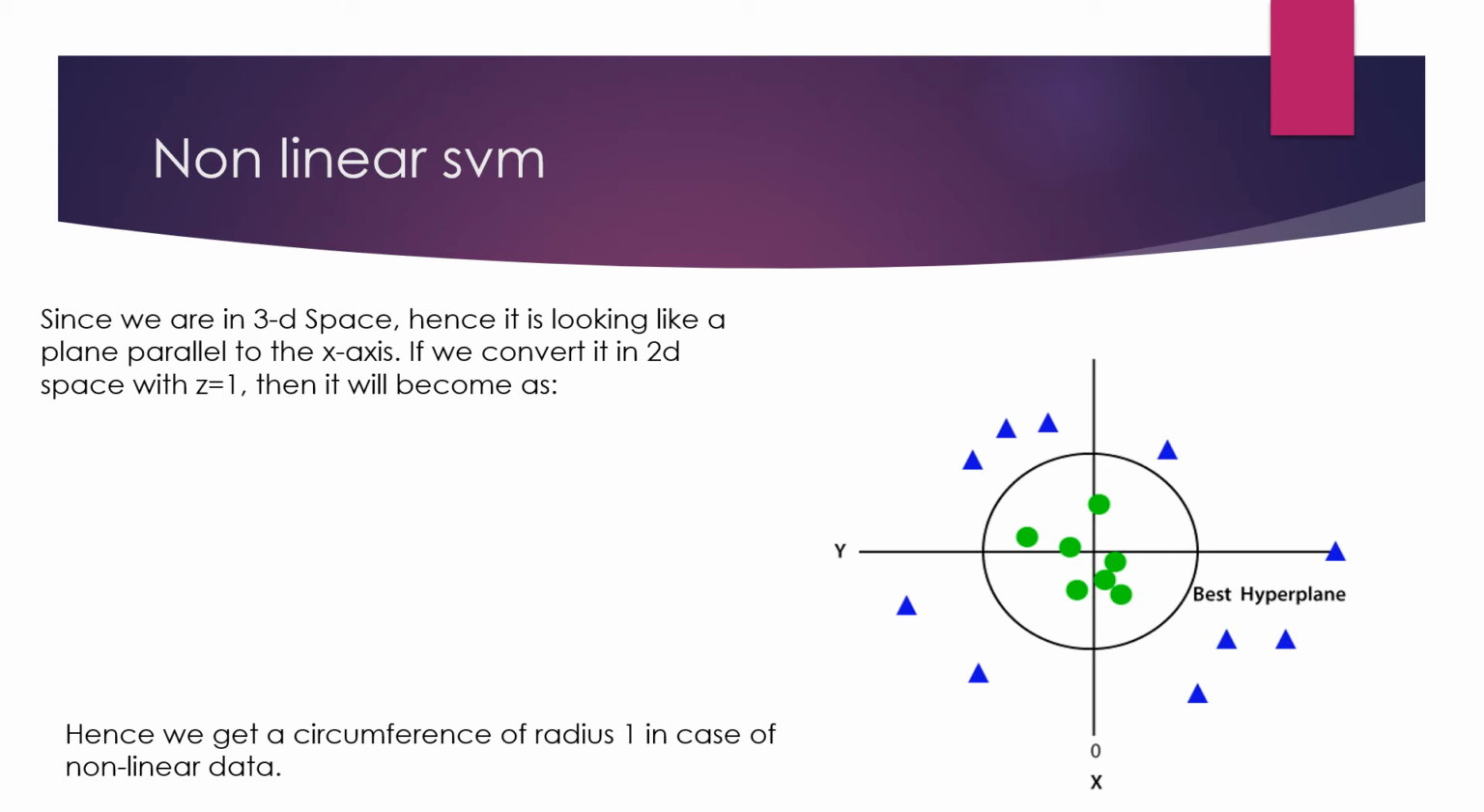Non-linear SVM. Since this is 3D space, it looks like a plane parallel to the x-axis. We converted the 2D space with z = 1. Then, as you can see in this image, the best hyperplane becomes a circumference of radius 1 for the non-linear data.